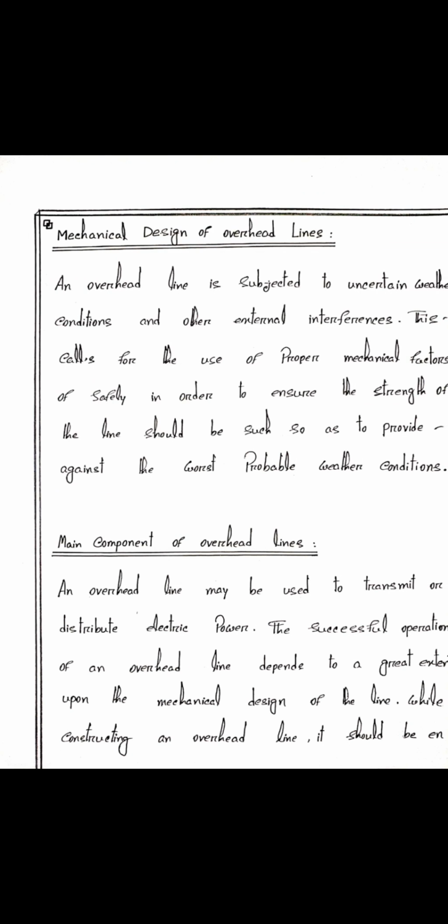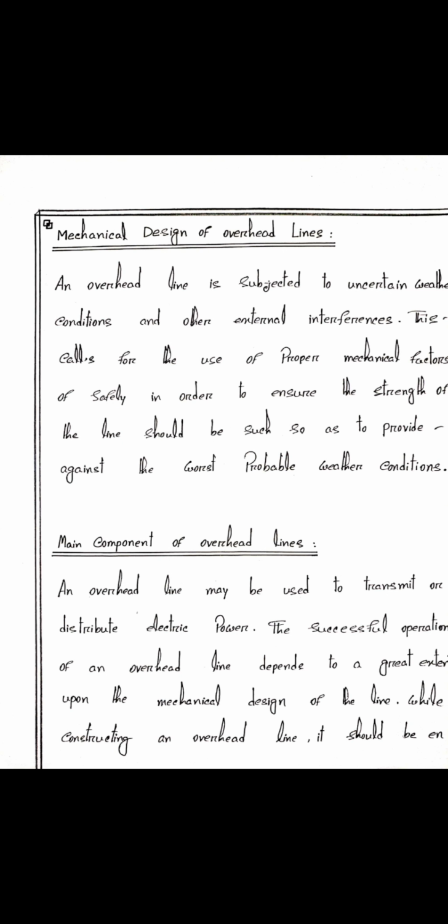Mechanical design of overhead lines. An overhead line is subjected to uncertain weather conditions and external interference. This calls for the use of proper mechanical factors of safety in order to ensure the strength of the line should be such as to provide against the probable weather conditions.